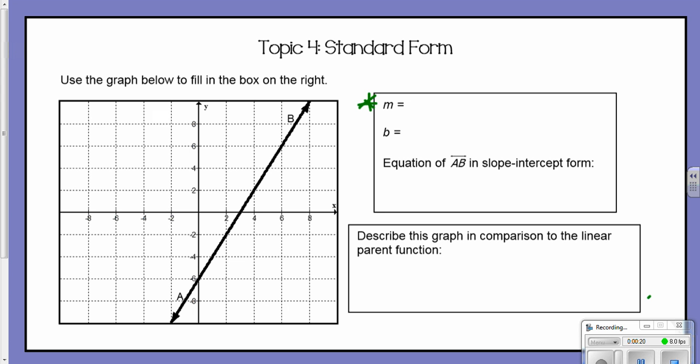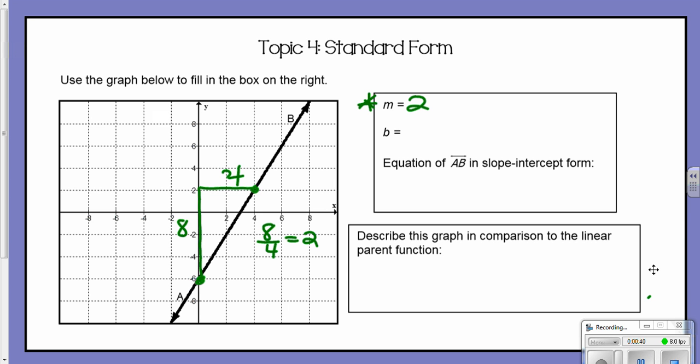So let's start with m, the slope. Okay, I need to find two perfect points. I see one there, I see one there. Okay, so I'm going to rise. Notice these are counting by 2, so 2, 4, 6, 8. And my run is positive 4. Ooh, almost put a 2. So 8 over 4 gives me a slope of 2.